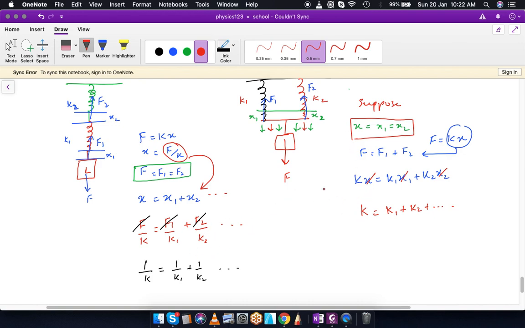So this is how we can find the relationship between the three equations that we just drew. Now, most of the time in your questions, the spring constants are going to be the same, but sometimes the spring constants may be different.